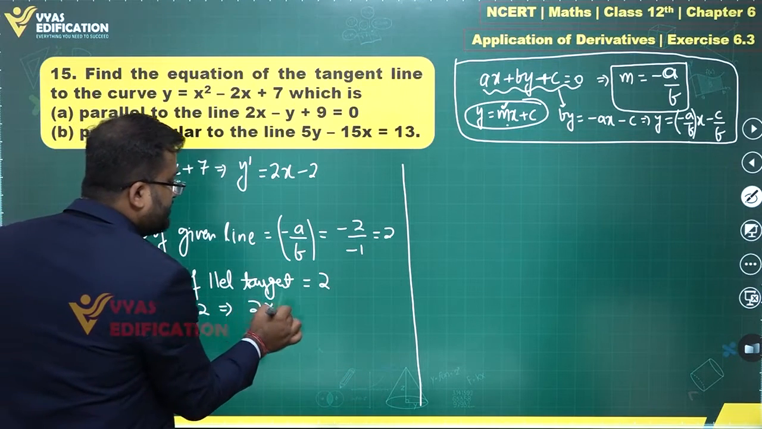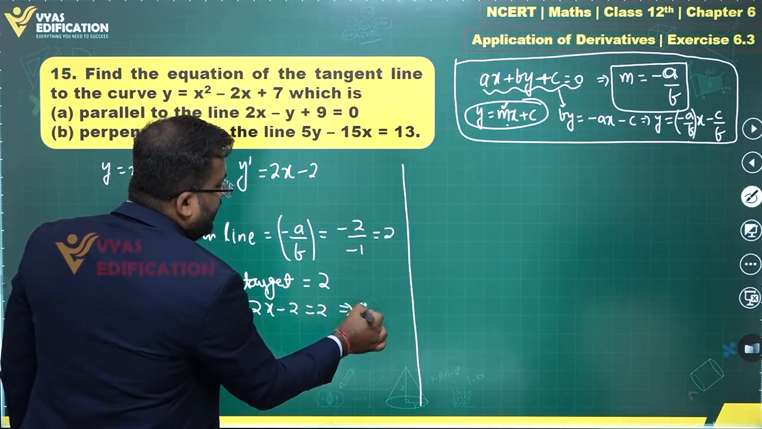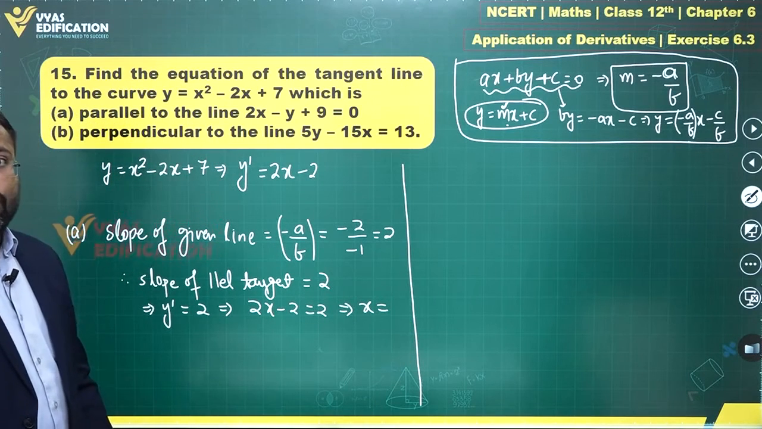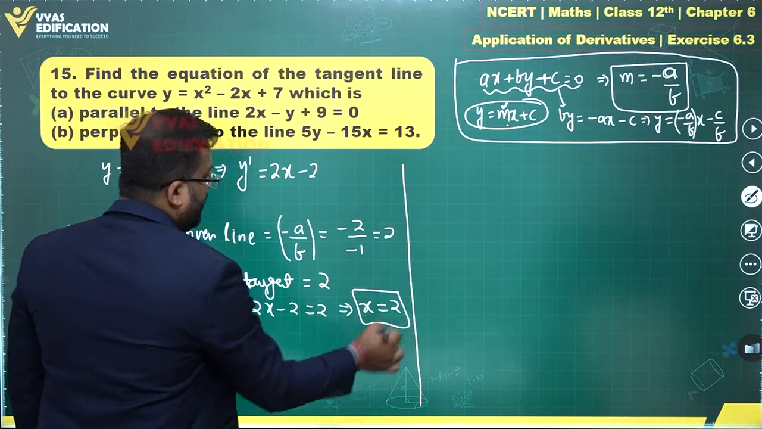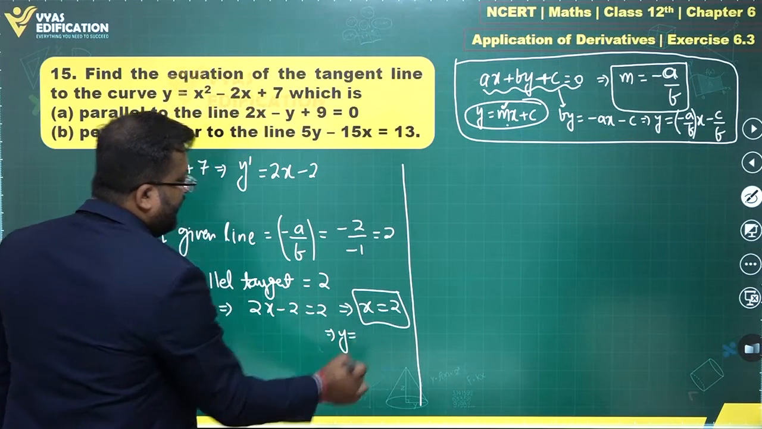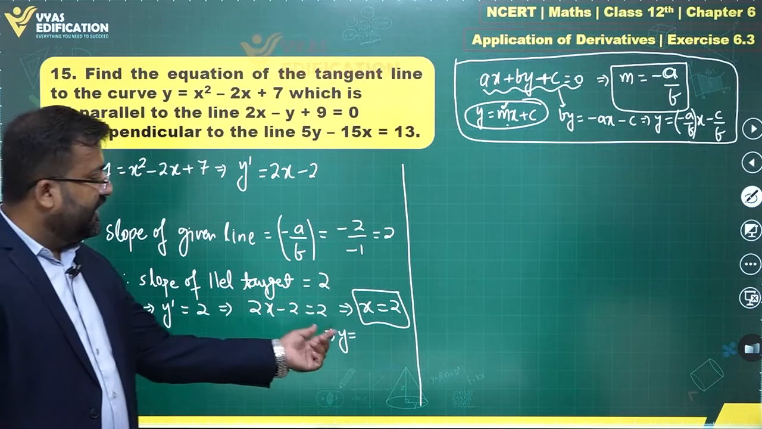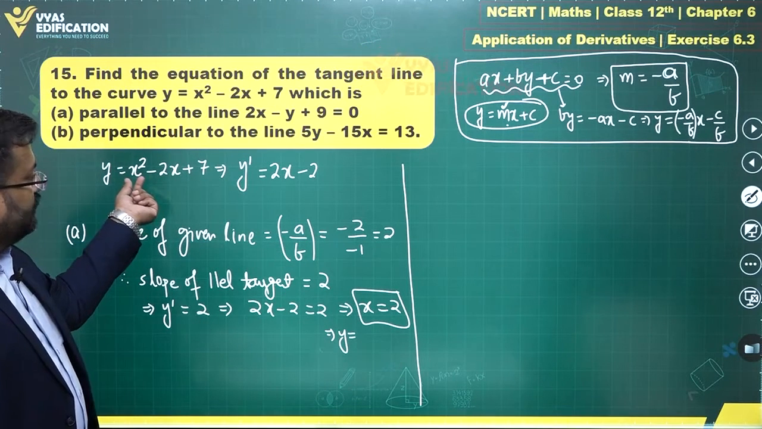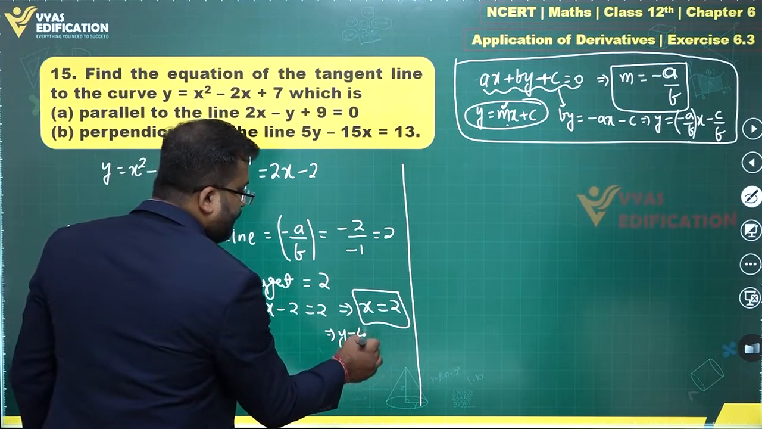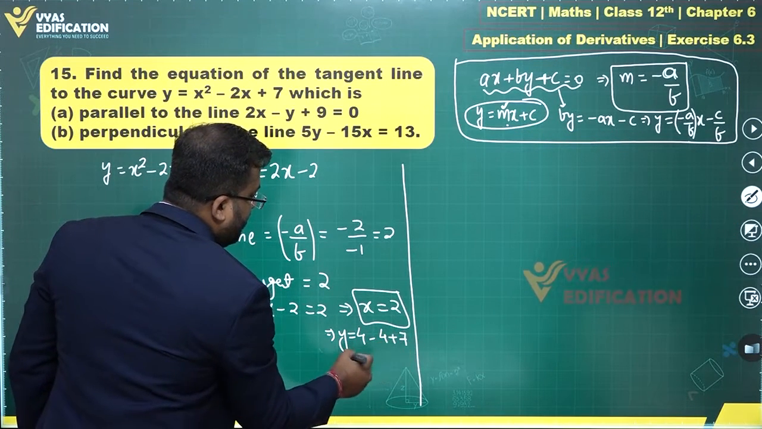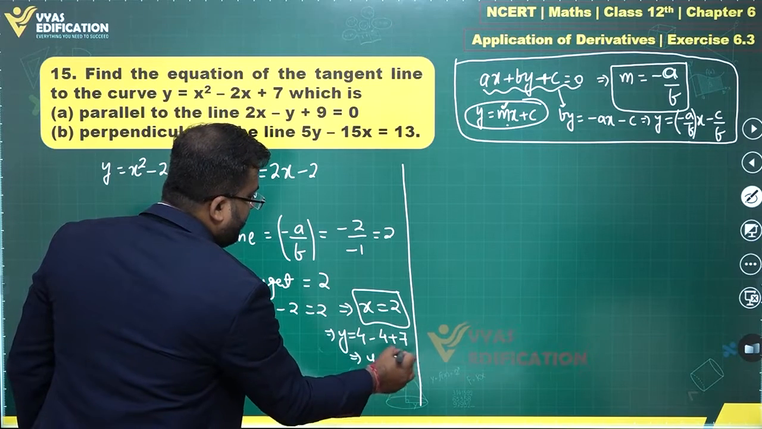That tells me 2x minus 2 is equal to 2, or it tells me x equals what? 2x equals 4, x equals 2. Okay, and which further tells me that y equals what? For the point, you also need y. y will be equal to 2 squared, 4, minus 4 plus 7. This simply says 4 minus 4 plus 7, which gives me y equals 7.